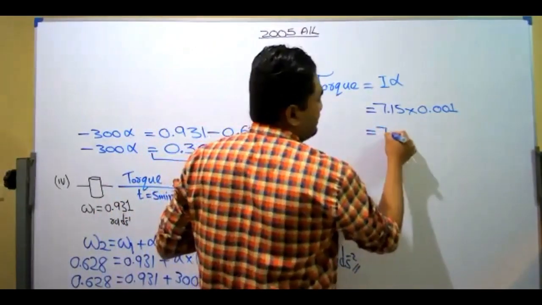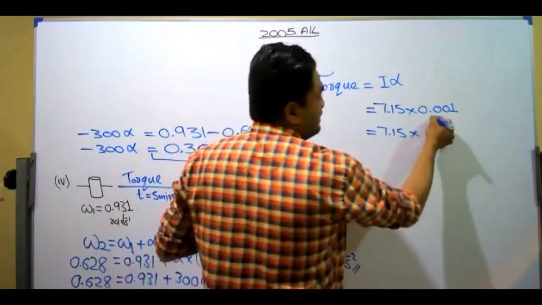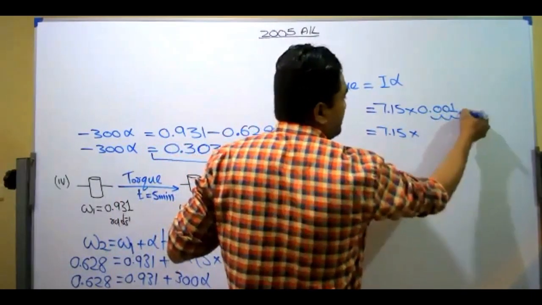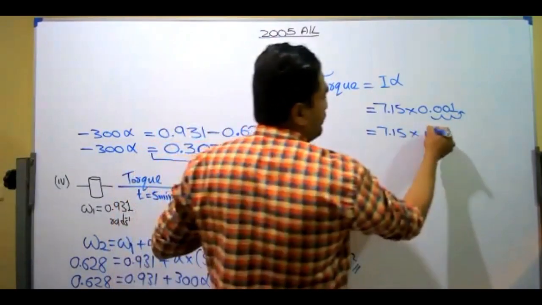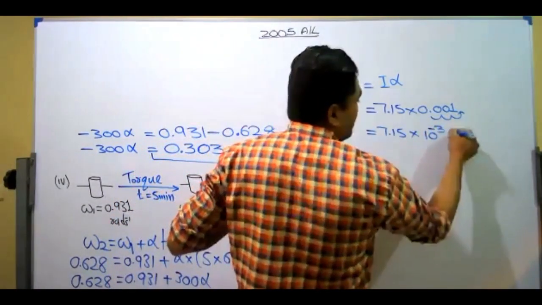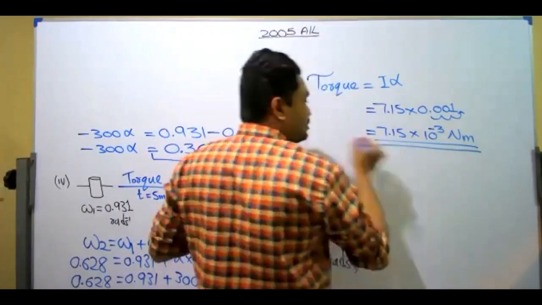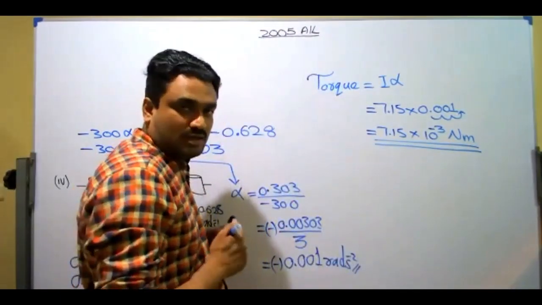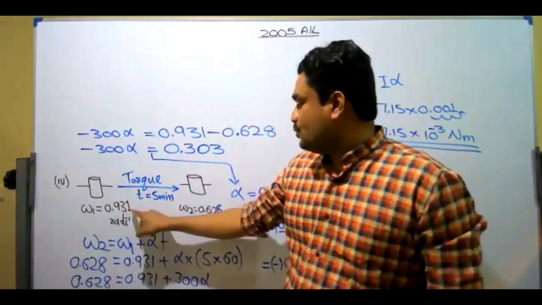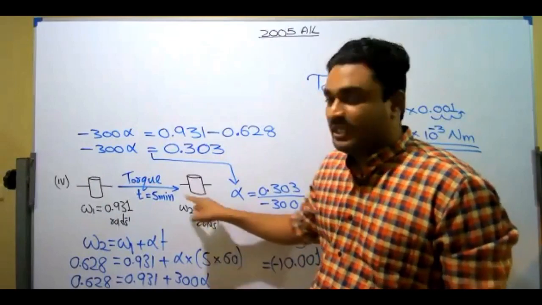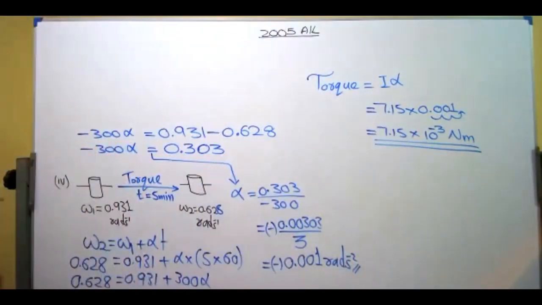0.001 can be written as 7.15. 0.001 means how many decimal places do you have? 1, 2, 3. So 0.001 can be written as 10 to the power minus 3. The unit of torque is Newton meter. So this is the required torque to reduce the velocity from 0.931 to 0.628 within 5 minutes. Complete this here.